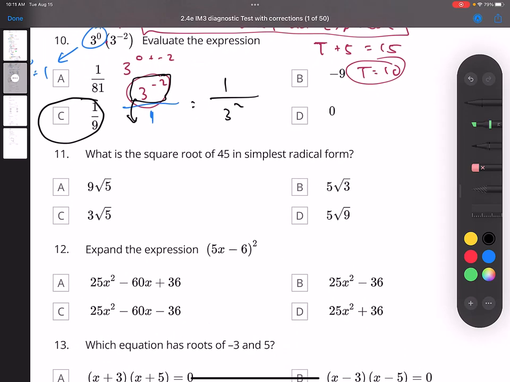Question number 11, how do you simplify the square root of 45? You're going to break it down into the prime factorization, so the square root of 9 is 3. That stays on the outside. On the inside is the 5, so your answer is C.